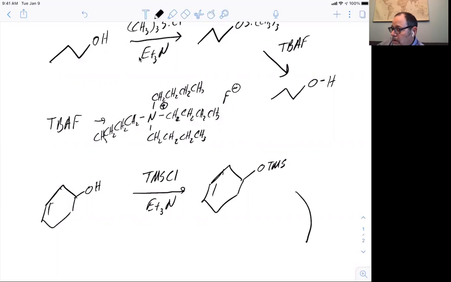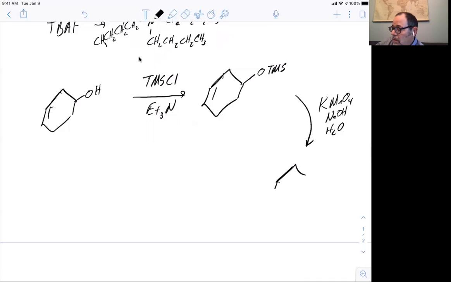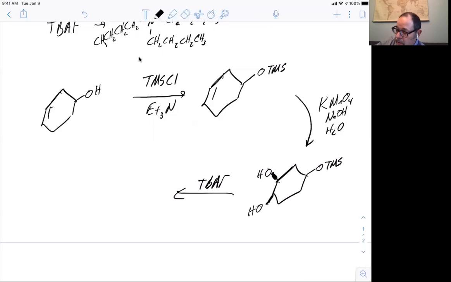Then we can do our reaction. Let's say we did KMnO4, so an oxidative reaction with sodium hydroxide and water. That'll give us the diol, and then to finish out the reaction, we would remove our protecting group without affecting the other alcohols. So this is a simple, straightforward one.